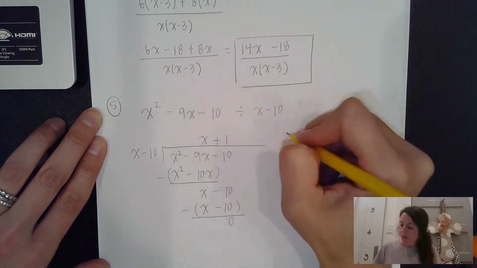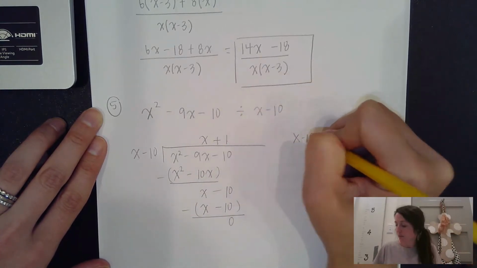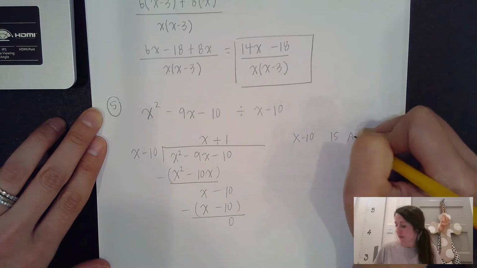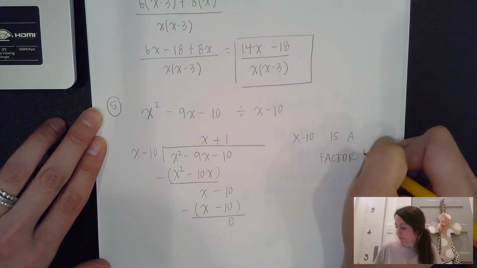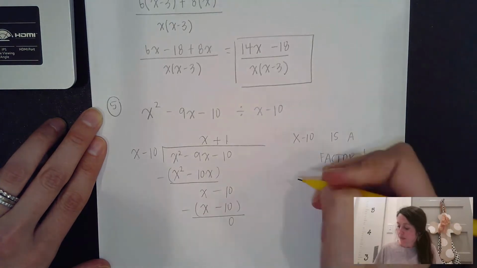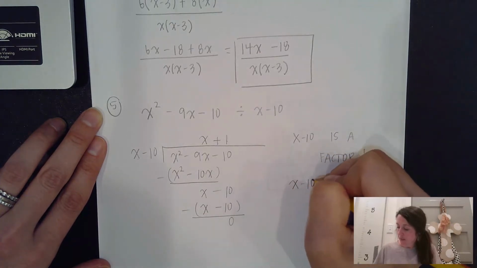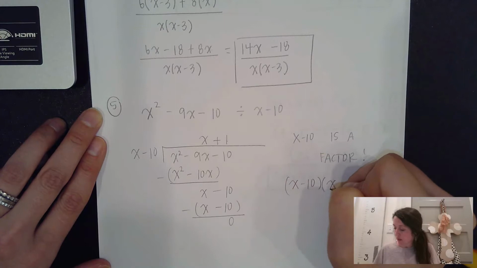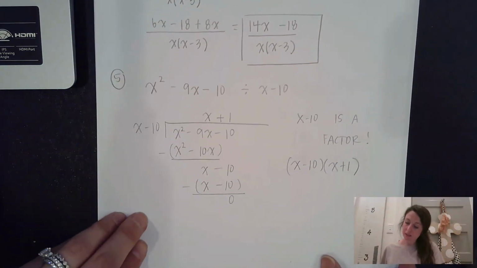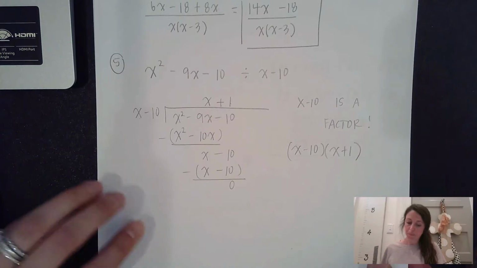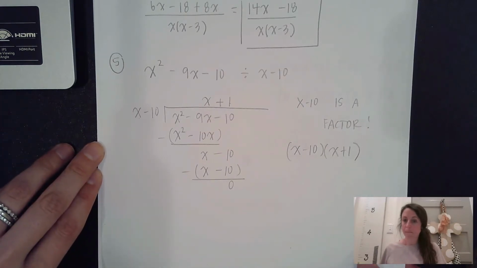So that means that x minus a 10 is a factor. So that would mean that x minus a 10 times x plus a 1 multiplies together to give you that x squared minus a 9x minus a 10. Okay.